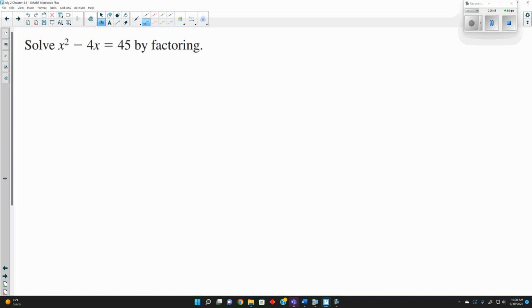Now, if we look at one like this, x squared minus 4x equals 45, the first thing we'll need to do is get this what? The first thing we need to do is get x squared by itself. Get a 0. Now, we would get x squared by itself if we didn't have the negative 4x. But we have to put the 45 together.